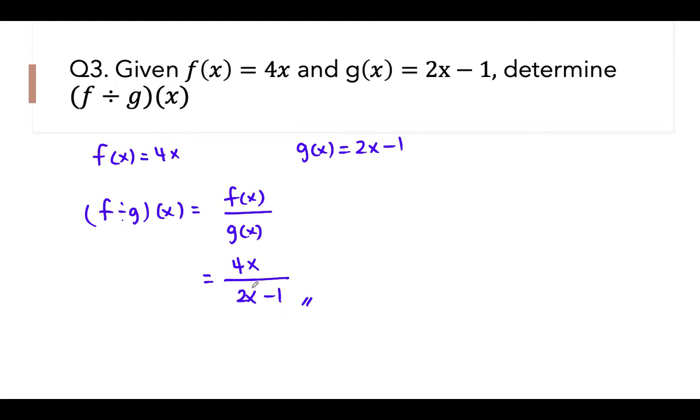But keep in mind, we always have to state the restriction. We cannot make the denominator equal to 0, so we say 2x minus 1 cannot equal 0. So x, when I rearrange, cannot be equal to 1 over 2. So you state the new function and the domain. Okay, and that will be my final answer.